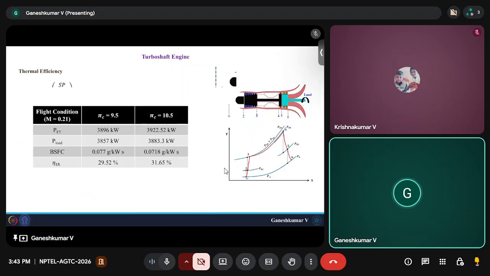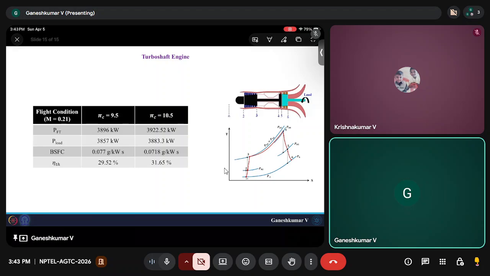And so this is the final side by side comparison of how the performance parameters change when you increase the pressure ratio from 9.5 to 10.5. Your power in the free turbine has increased around 30 kilowatts. The same with the power delivered to the load, and the BSFC has reduced and thermal efficiency has increased.